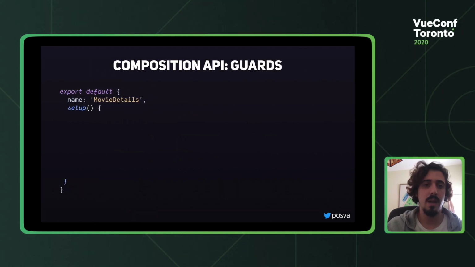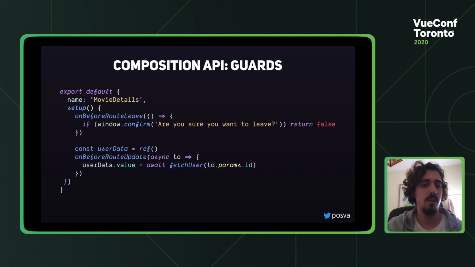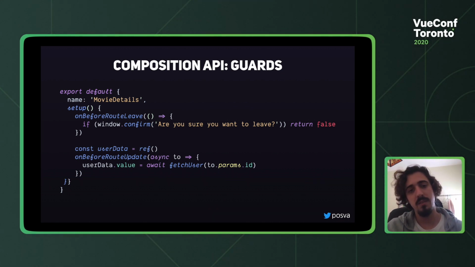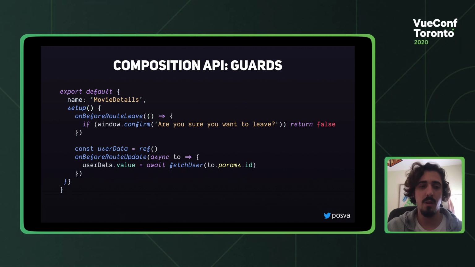Then we also have the navigation guards. So we have onBeforeRouteLeave and onBeforeRouteUpdate. Now these are the equivalent of the in-component navigation guards that you might have used, beforeRouteLeave and beforeRouteUpdate. And you might be wondering, why don't we have the beforeRouteEnter? Now the thing is, beforeRouteEnter triggers before we even mount the component. So in this case, it will be movie details.